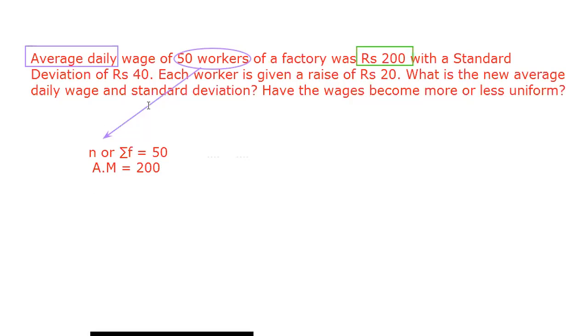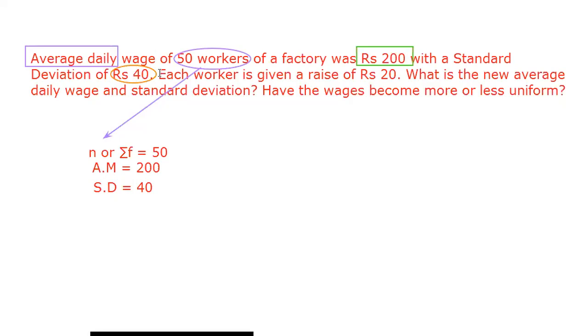So here they have given the number of workers, 50, and 200 as the arithmetic mean. And they have given the standard deviation also. What is our standard deviation? That is rupees 40. So 40 is the standard deviation, so our sigma is equal to 40.